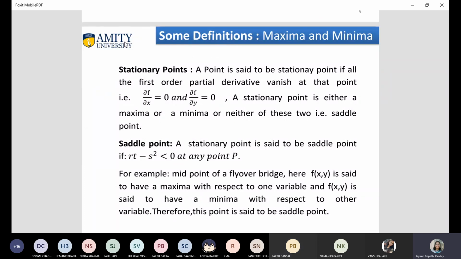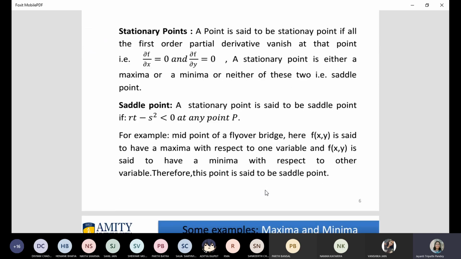Okay, now these two things you need to remember: stationary points and saddle points. A stationary point will be a saddle point if the fourth condition is satisfied, otherwise it's just a stationary point. Okay.